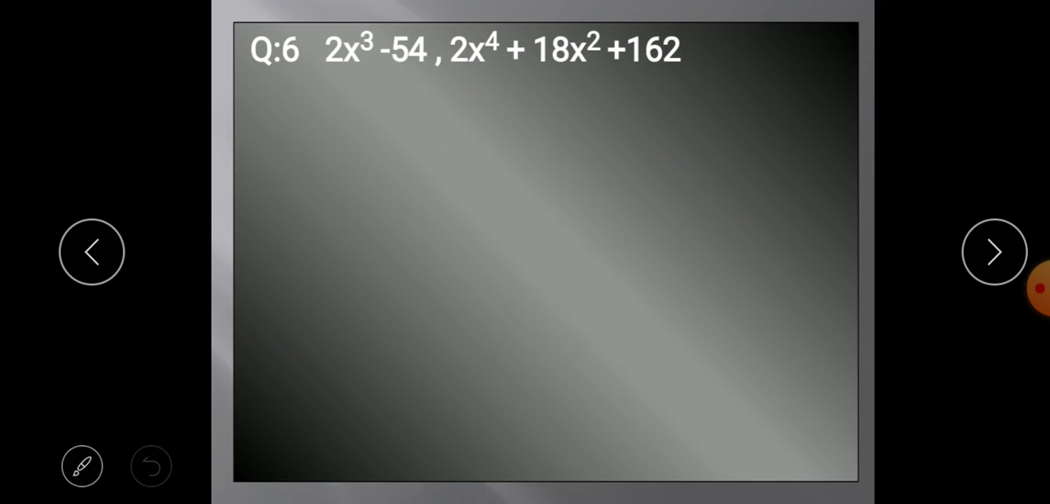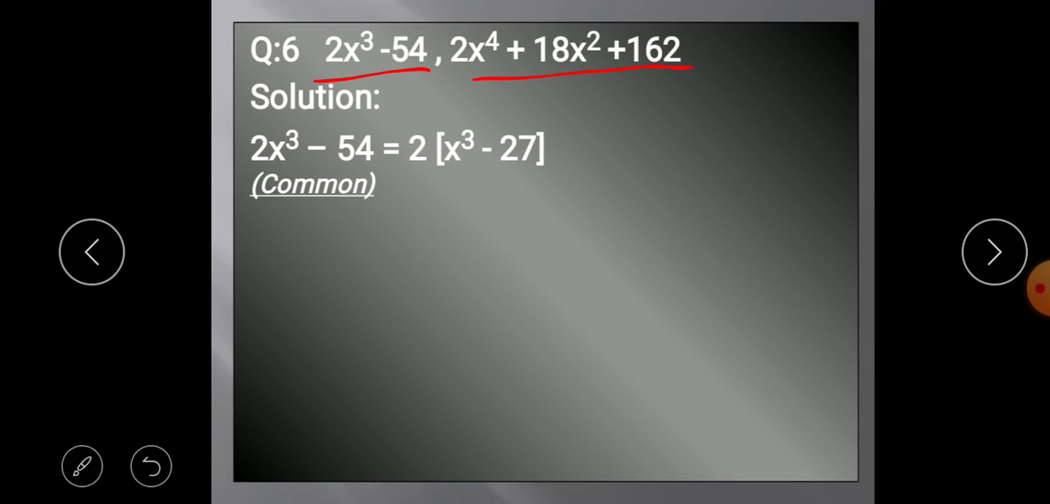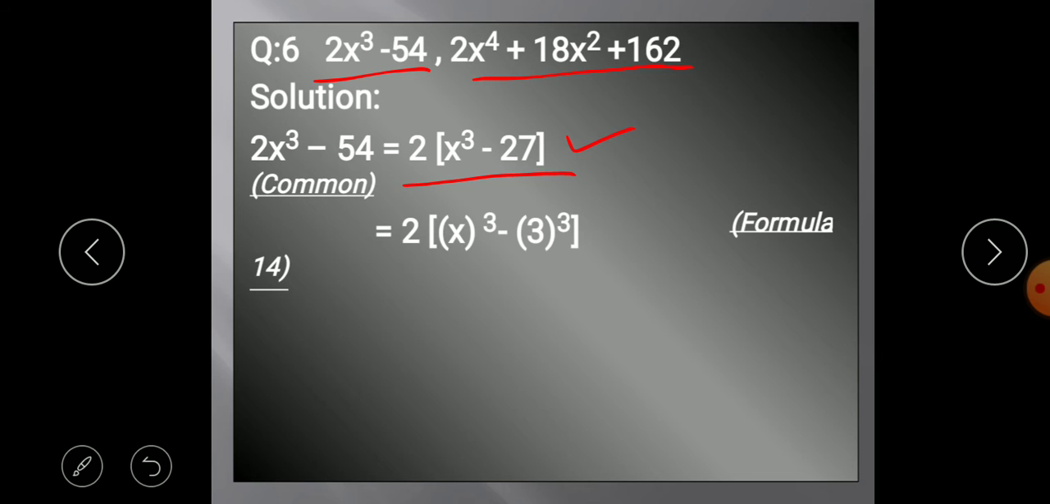Now similarly we have here question number 6. Here we have two terms. So before finding the factor of two terms, first of all we have to take the common 2, and then we observe here we are going to apply formula number 14. So this is its transformation, 2 x cube minus cube of 3, and then this is the factor form of the first expression, that is 2x cube minus 54.